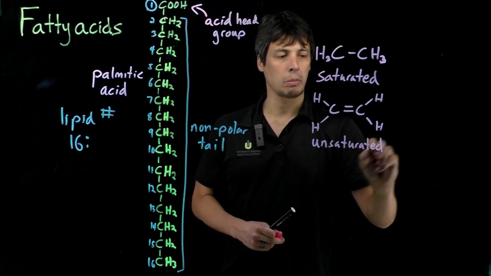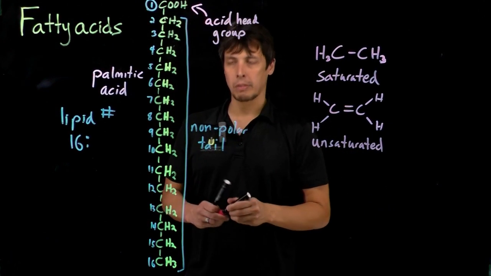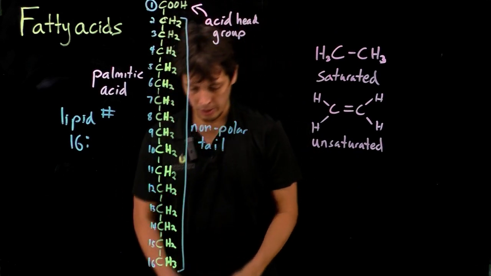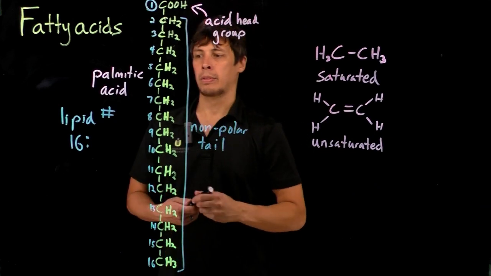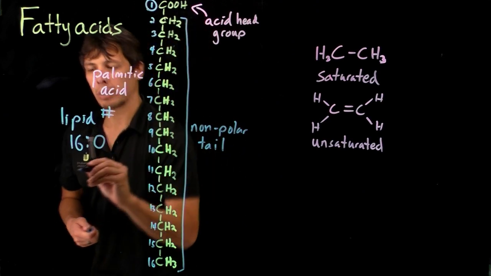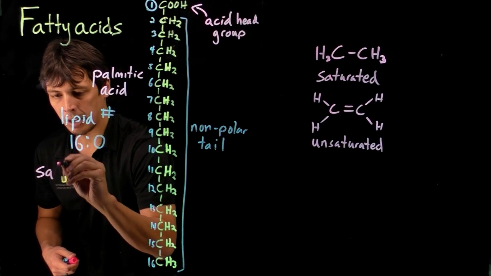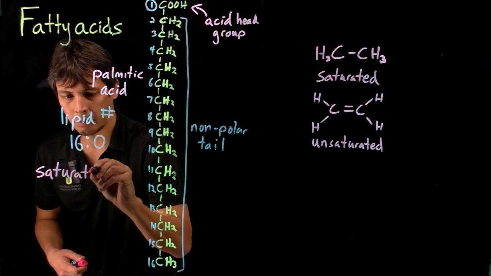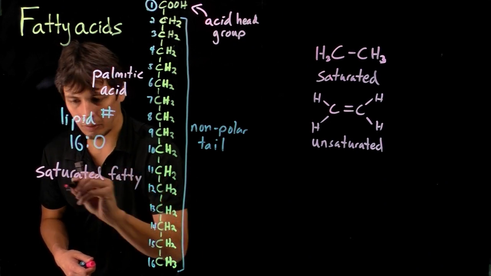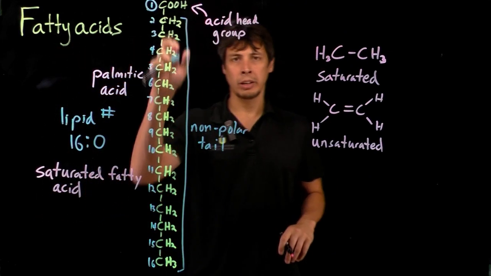So basically we count the number of double bonds within a fatty acid tail, and that gives us the number of unsaturations. So palmitic acid has no unsaturations. So we call this 16:0 the lipid number, and another thing we can call this is a saturated fatty acid. Okay, so again, no double bonds.